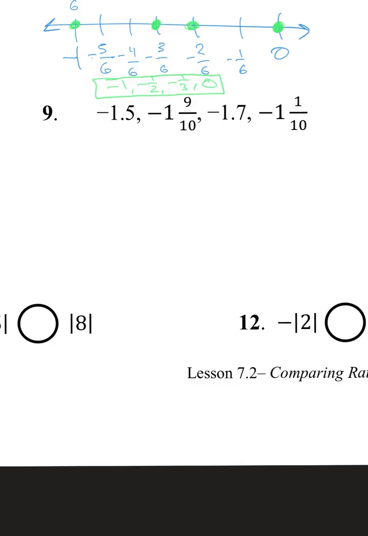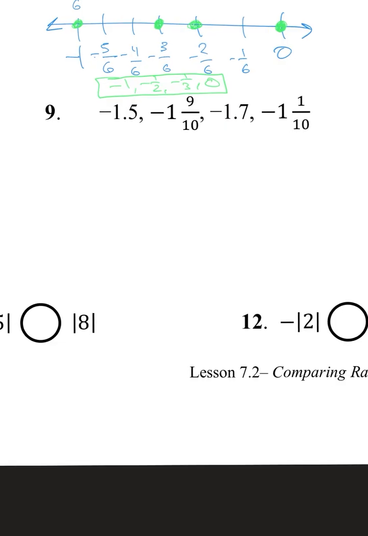So I'm going to change all of these numbers into the same type of number. I'm going to convert all of these into decimals. So we've got negative 1 and 5/10. That's already a decimal, so leave it alone. The next number, negative 1 and 9/10, is the same thing as negative 1.9. Then we've got negative 1 and 7/10, which is negative 1.7. And the last one, negative 1 and 1/10, is negative 1.1.